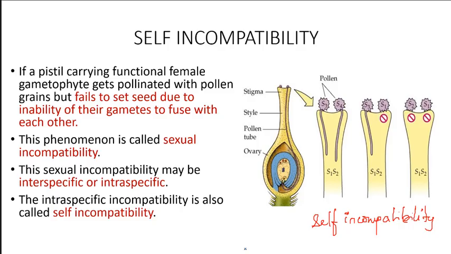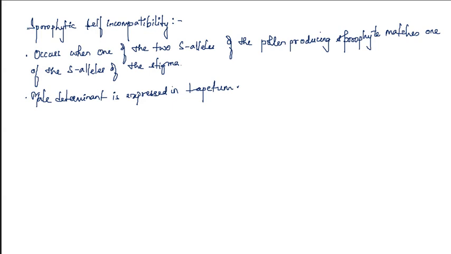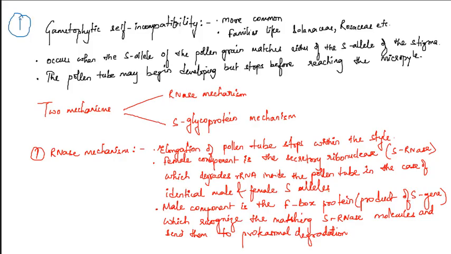Now look here, gametophytic self incompatibility. Whatever I say, you will understand. It is of two types: gametophytic self incompatibility and sporophytic self incompatibility. Here I am marking sporophytic and gametophytic self incompatibility. Self incompatibility is a type of intraspecific incompatibility.